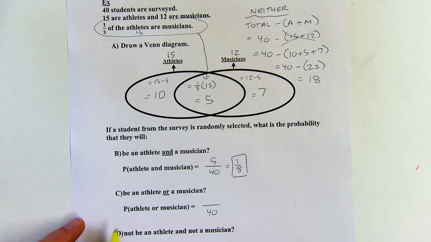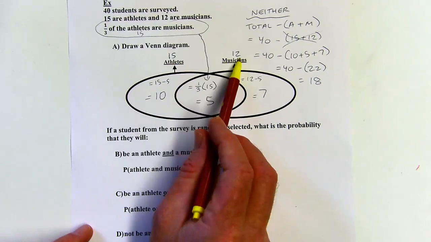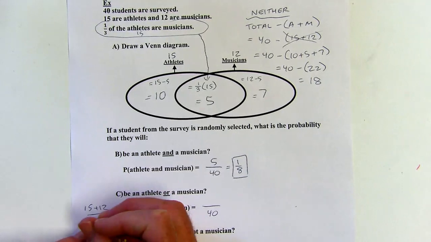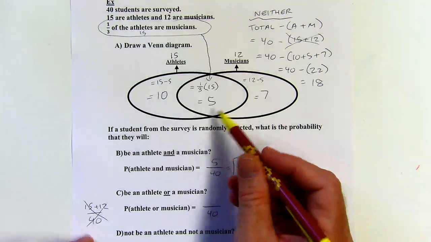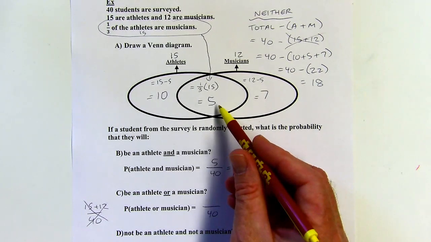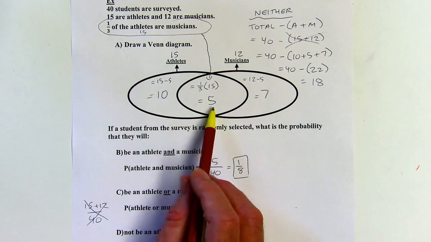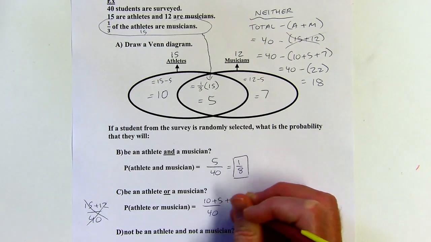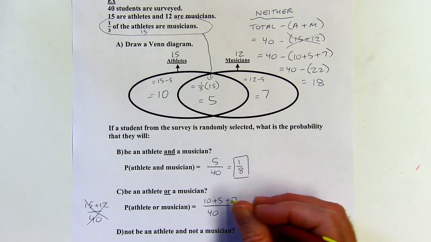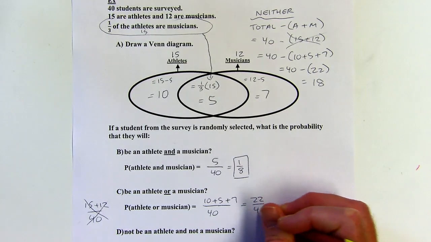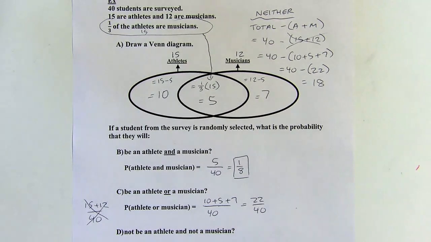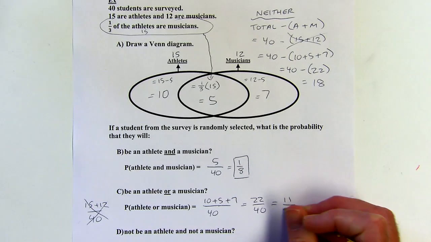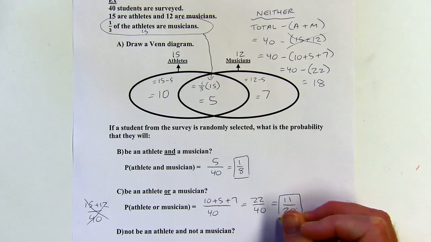So it's tempting here to say, okay, I'll take the athletes plus the musicians over 40, but this is incorrect because then again we're double counting the 5 who are in both groups. So it's better to add up these subcategories. I'm going to do 10 plus 5 plus 7. Okay, and that's going to give me 22 out of the 40. And then I can reduce that. That's going to be 11/20ths because they're both even numbers. I can divide by 2, and that one is reduced there.